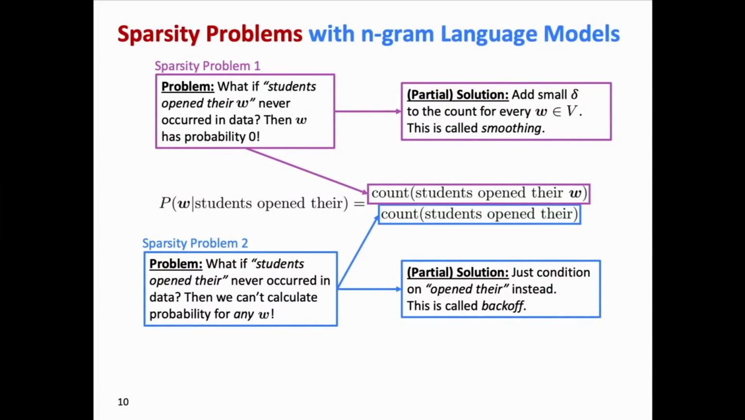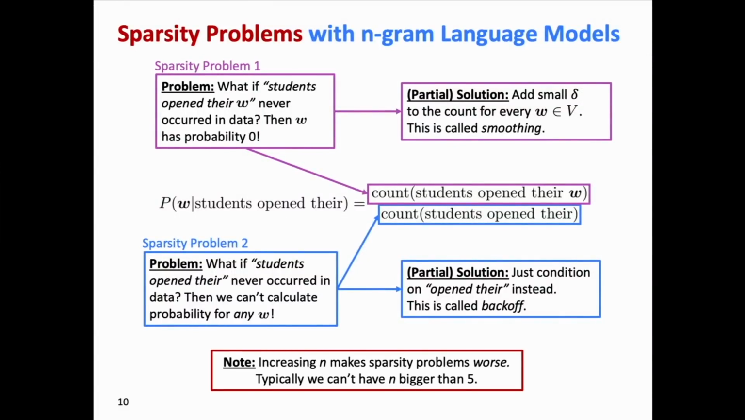OK, so another thing to note is that these sparsity problems get worse if you increase n. If you make n larger in your n-gram language model, and you might want to do this. For example, you might think, I want to have a larger context so that I can pay attention to words that happened longer ago, and that's going to make it a better predictor. So you might think making n bigger is a good idea. But the problem is that if you do that, then these sparsity problems get worse.